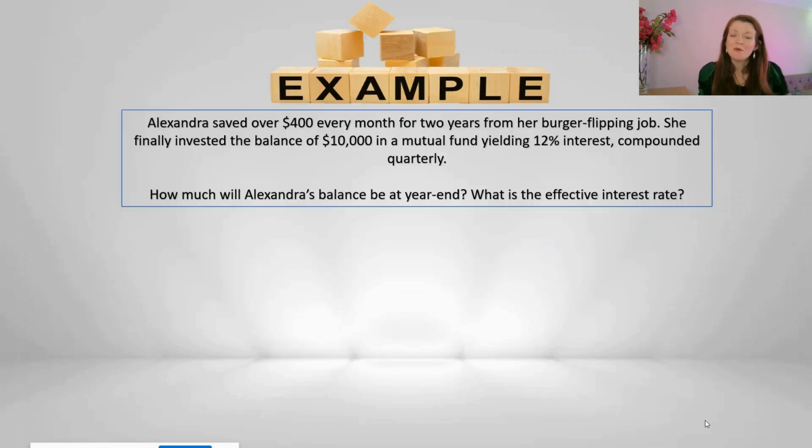So let's look at an example. We've got Alexandra. She saved over $400 every month for 2 years from her burger flipping job. She finally invested the balance of $10,000 in a mutual fund.